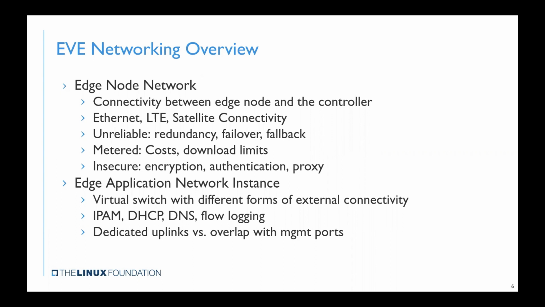So these network instances provide connectivity between applications on the same node, but also between applications and external endpoints. And so there is some overlap between network instances and networks, because if you need external connectivity, then the network instances have to be somehow connected with the edge node networks. There are multiple types of network instances, and I will talk about some of them in more detail. EOS provides various network services like IP address management, DHCP, DNS, and it also logs all the flows for debugging purposes, for example.